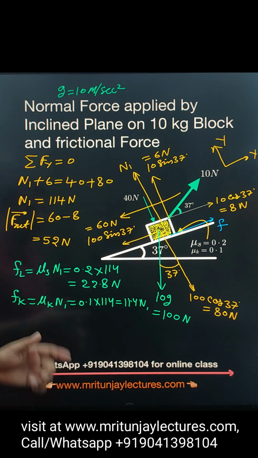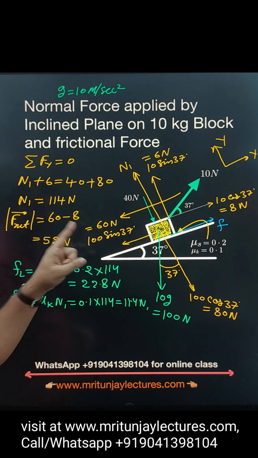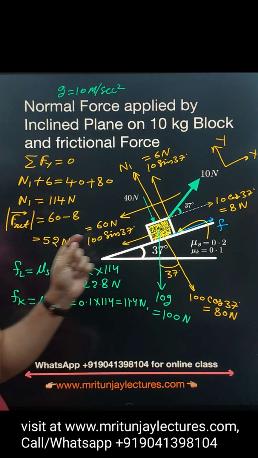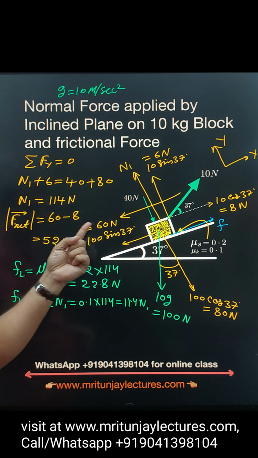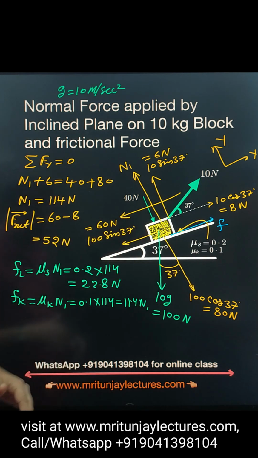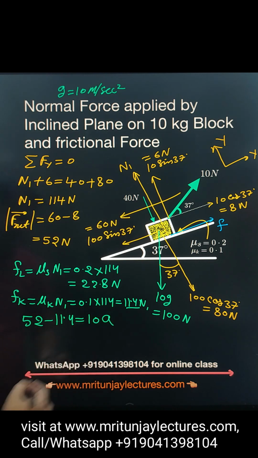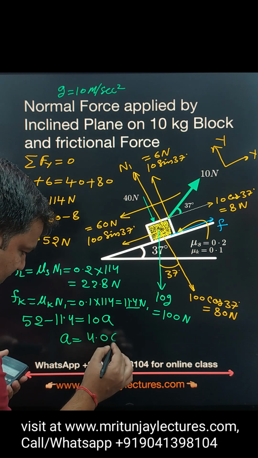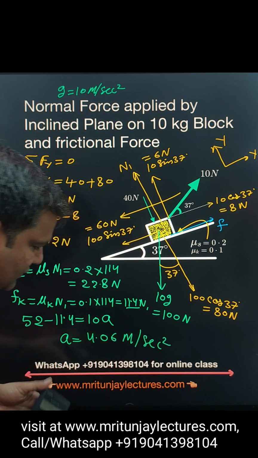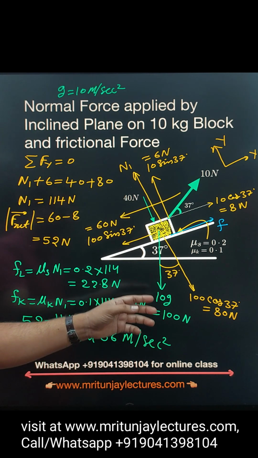If you want the acceleration, take the net force in this direction. So net force means 60 minus 8, the driving force, that is 52, minus the frictional force during motion. Which frictional force acts? Kinetic friction, 11.4. This is equal to mass into acceleration, m into a. So what about a? It is 52 minus 11.4, divided by 10, that is 4.06 meter per second square. I hope it is clear. So the acceleration of the block is 4.06 meter per second square.